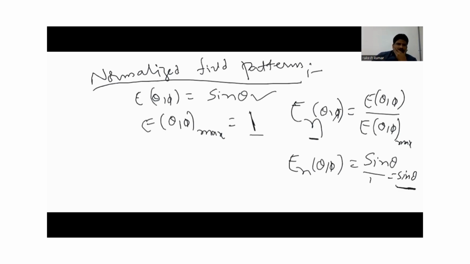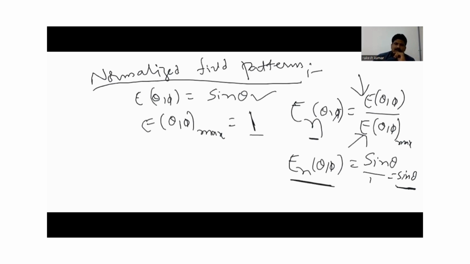Once again, I repeat the definition of normalized field pattern: it is obtained by dividing the field component by its maximum value. The original field component divided by its maximum value gives the normalized field pattern. This is the formula if the field pattern is expressed in terms of electric field.